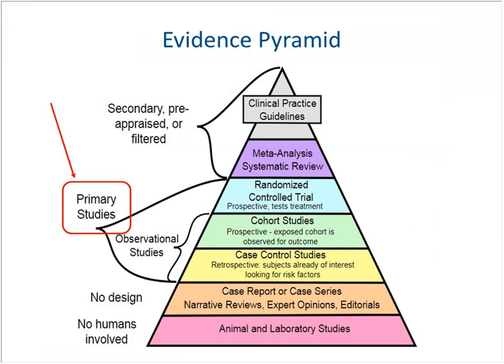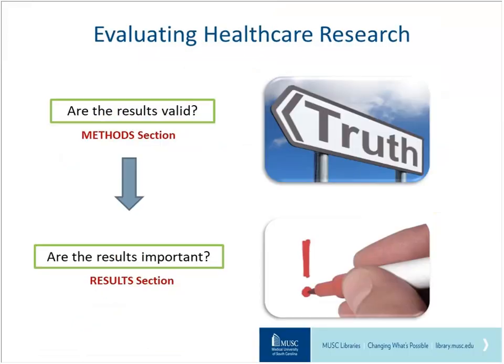So now we're going to get to the real meat of critical appraisal, which is the primary studies. And when you're looking at primary literature, you really want to think about 2 questions. You're asking, are the results valid, and are the results important? That first question, are the results valid, is largely going to be answered in the methods section. And the results section will obviously help you answer, are the results important?